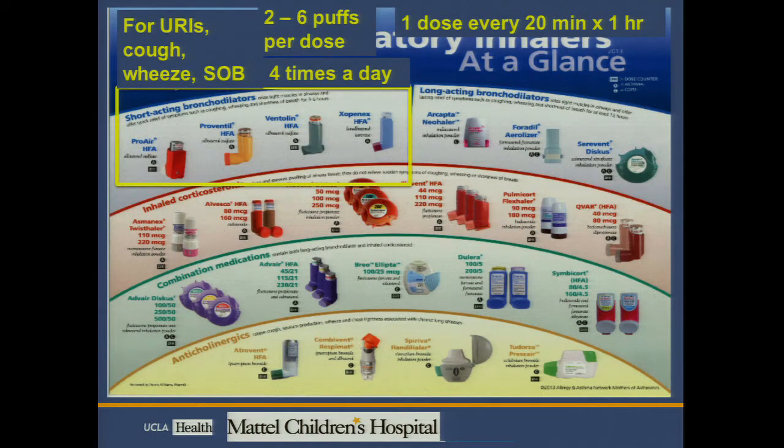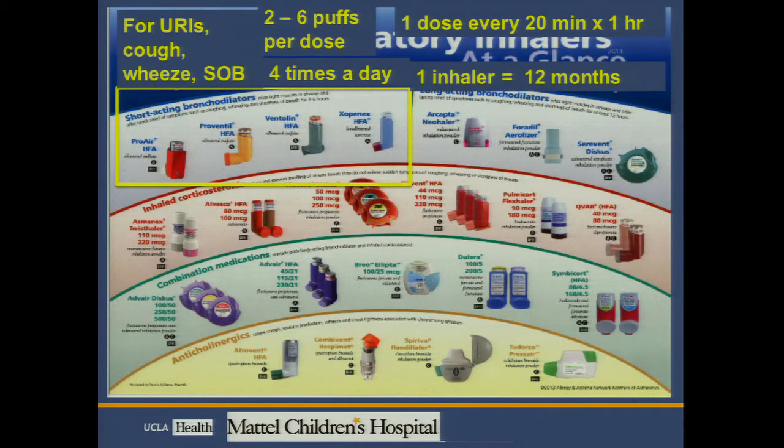By the way, for those of you at UCLA, there is an asthma action plan in EPIC that incorporates all of these strategies. So when you're discharging patients from the hospital, you can pull up this action plan. It's probably about 80% pre-populated. But again, these strategies are in there.